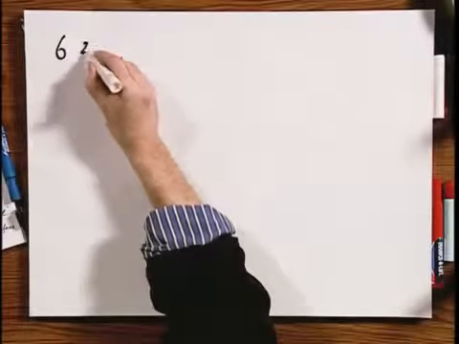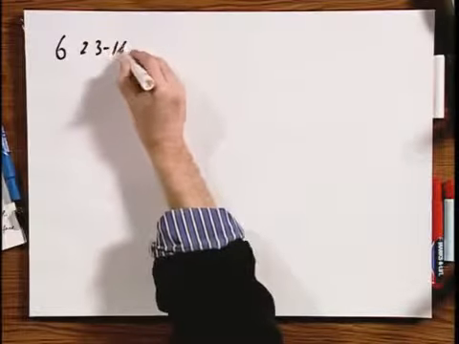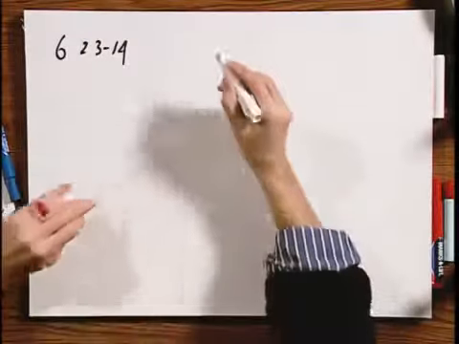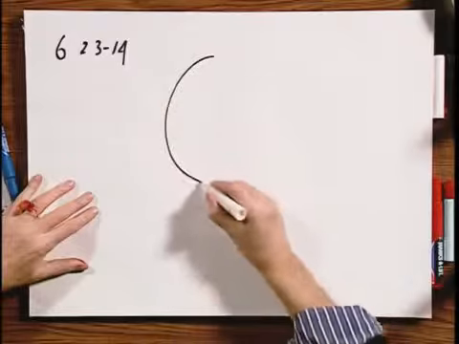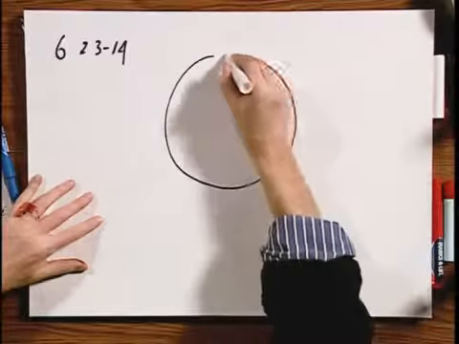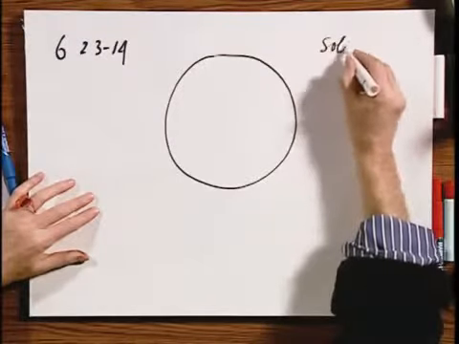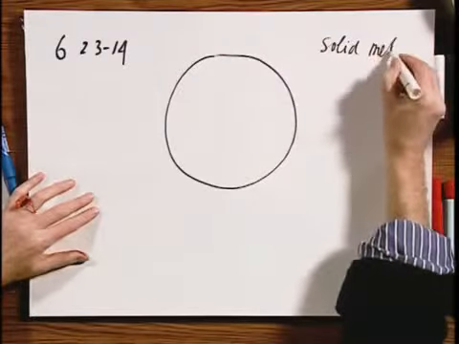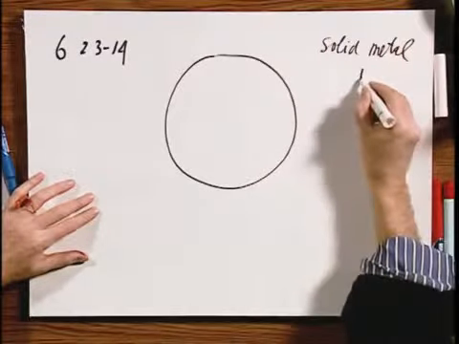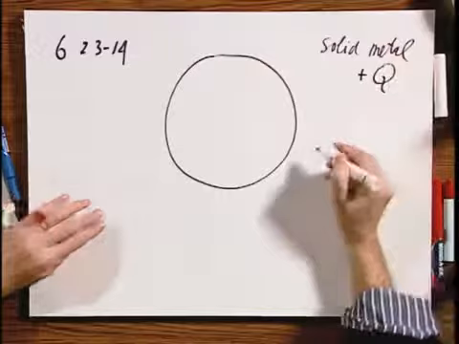So I'll go to problem number 6. And problem number 6 is 2314. I have a sphere which is a solid metal sphere. It is solid, it's not hollow, and it's metal. And there is a charge plus Q on this sphere.